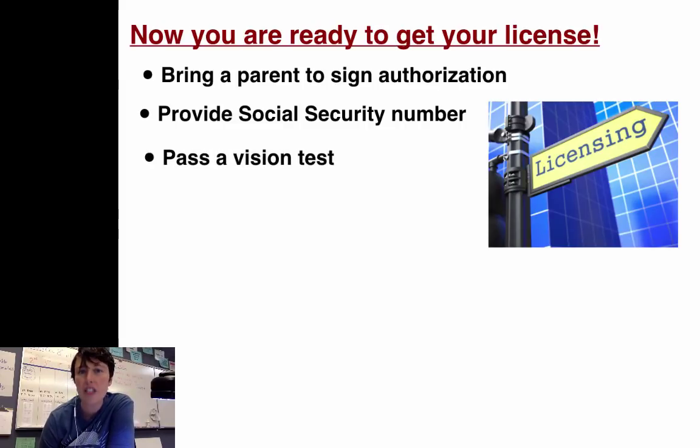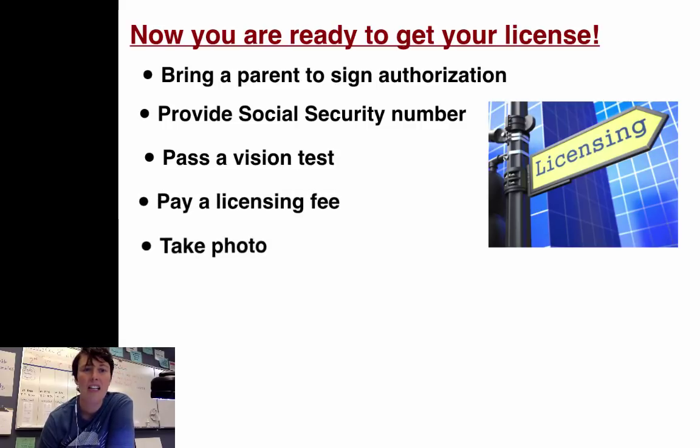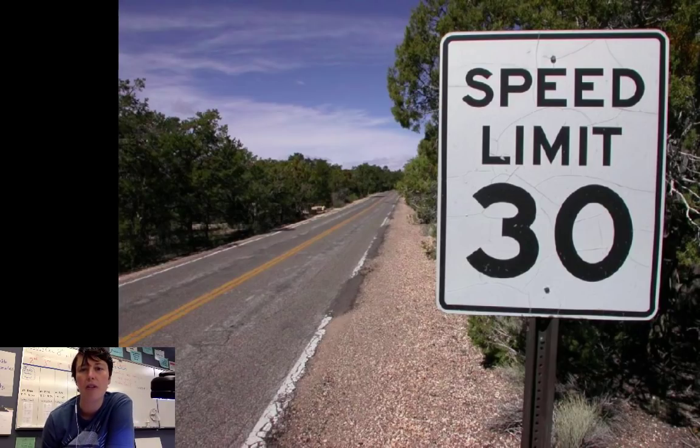You have to pass a vision test. You have to pay a licensing fee. Everything costs. And of course, take the photo for your card. And you do all that, and you've got your license, and you're ready to hit the road. And hopefully by that time, you know the rules of the road. So why am I telling you all this in this video?